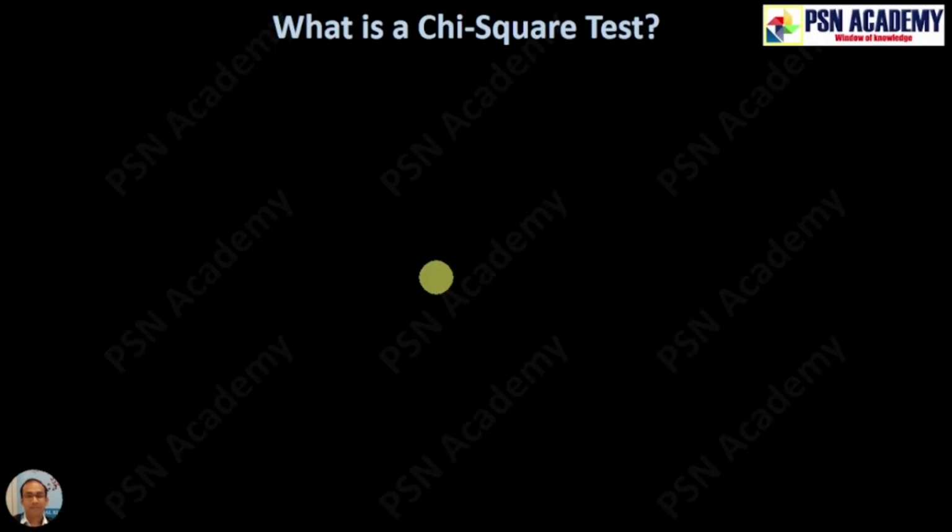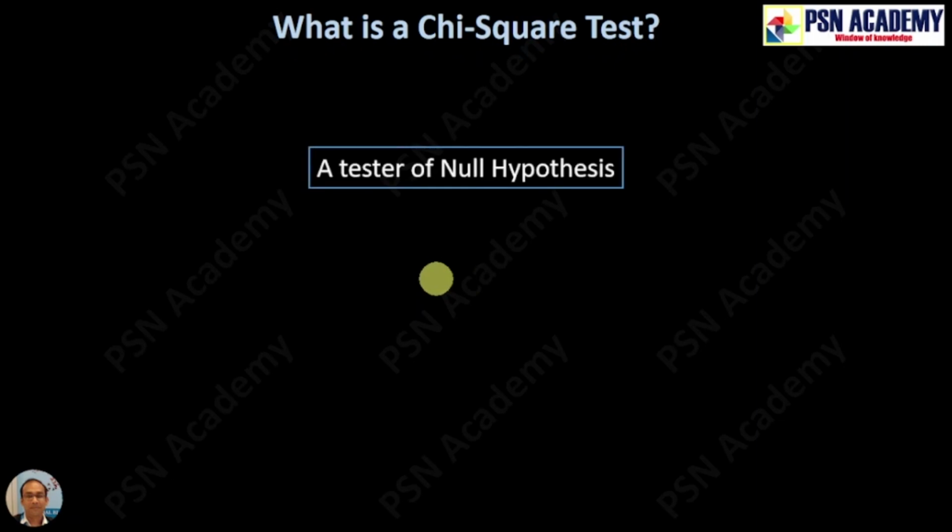Welcome back. In this video, we will learn about the chi-square test. What is the chi-square test? It is a tester of the null hypothesis. That means whether you should reject the null hypothesis or should not reject it. That decision you can take by performing a chi-square test, right?